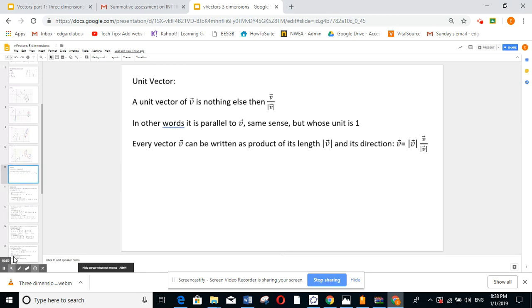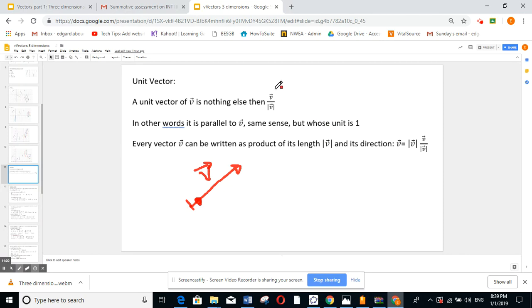What is a unit vector? You know, the unit of centimeter is 1 centimeter. The unit of kilometer is 1 kilometer. The unit of a trigonometric circle is a circle whose radius is 1. Unit vector, I mean, suppose you have a vector, for example, v. I want to find a vector parallel to v, same direction as v, but whose norm is 1. So this will be the unit vector of v.